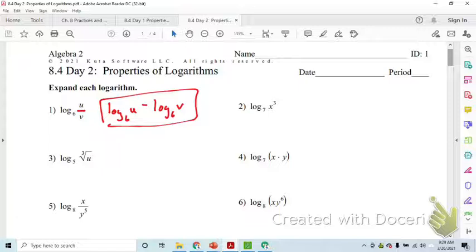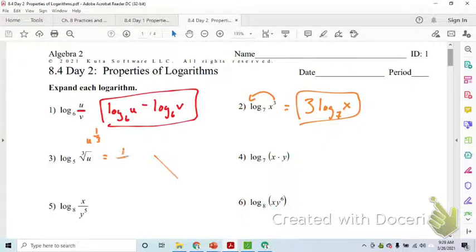Next up, we're going to go with orange and use the product, or sorry, the power property here. So this turns into 3 log base 7 of x. That's all you can do there. No multiple logs there, just pulling out the power. Now, this is the same thing as u to the 1/3 power. So our answer is going to look like this.